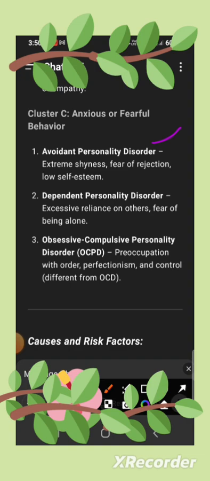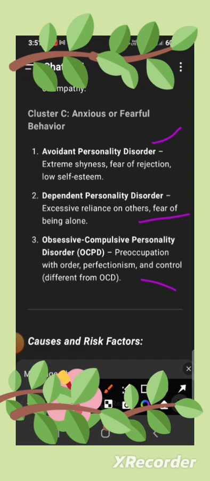Dependent personality disorder, excessive reliance on others for decision making, fear of being alone leading to submissive behavior, difficulty asserting independence. Obsessive compulsive personality disorder, preoccupation with perfectionism, order and control, inflexibility about rules and schedules, different from OCD as it focuses on personality traits rather than intrusive thoughts.